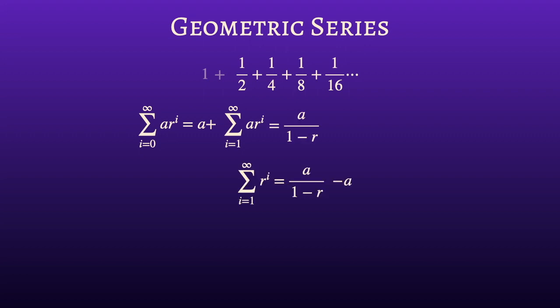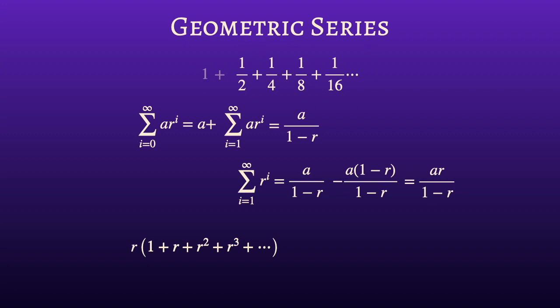Now we can subtract a from both sides to give us a new formula. A bit of arithmetic manipulation simplifies it to this new form, which looks exactly like the old form multiplied by r. If we take the original series with the 1, multiply it by r, you can see that we end up with the desired series with no leading r.